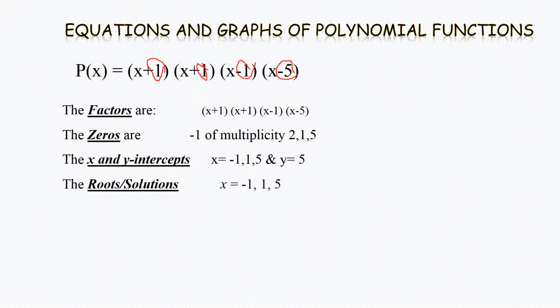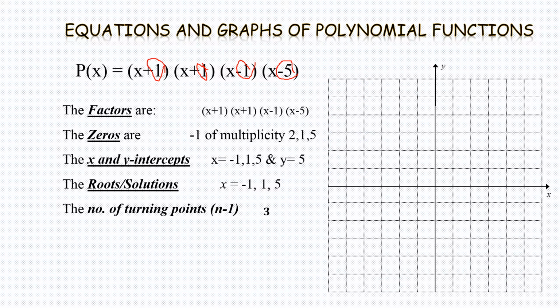Next is to get the roots or solutions. So, kapag yung roots and solutions, kukunin lang ulit natin siya sa ating zeros or sa ating x-intercept. Kaya naging negative 1, positive 1, and positive 5 siya. Next is to get the number of turning points. Since yung ating factors ay 4, then yung ating pinaka-highest na degree dyan ay 4 or nasa quartic siya. So, ima-minus lang natin siya sa 1, kaya magiging 3 yung ating number of turning points. After nyan, i-graph na lang natin siya sa ating coordinate plane.